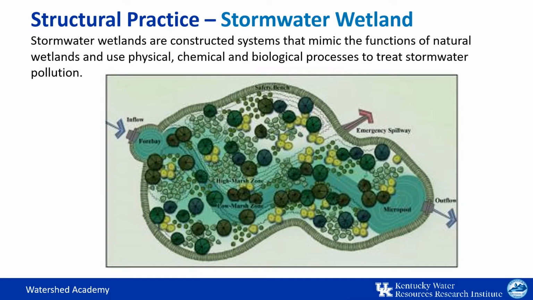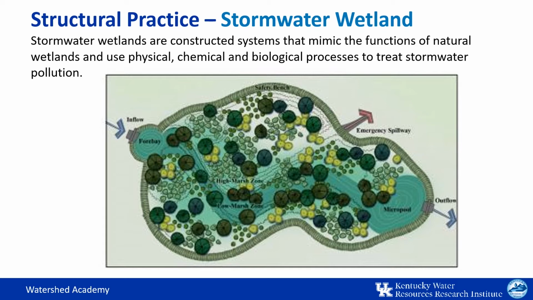Stormwater wetlands are constructed systems that mimic the functions of natural wetlands and use physical, chemical, and biological processes to treat stormwater pollution. In these wetlands, the microorganisms can eat the E. coli and other bacteria, and nitrogen is broken down by the anoxic conditions, and the phosphorus is taken up by the plant life.